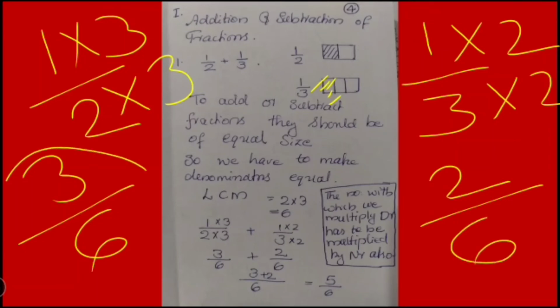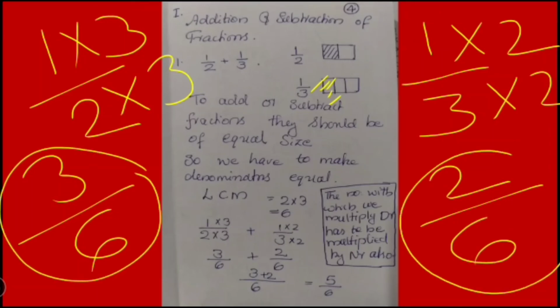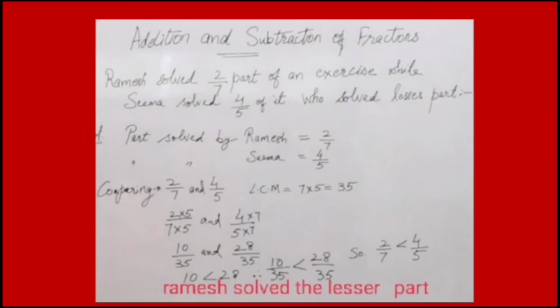Now you see both numbers are of equal size, we can say. They are with the same denominator. 3 by 6, 2 by 6. Now we can do the addition because they have the same denominator. See here, 3 by 6 plus 2 by 6. Now take the common denominator 6 and add 3 plus 2. That's equal to 5 by 6. Remember that the number with which we multiply the denominator has to be multiplied with the numerator also.